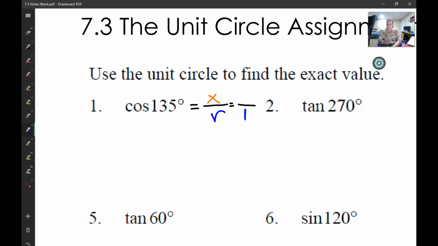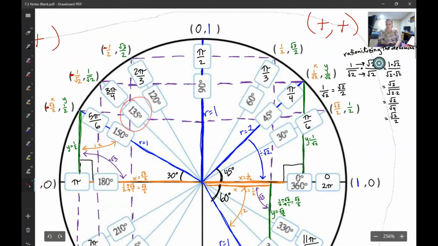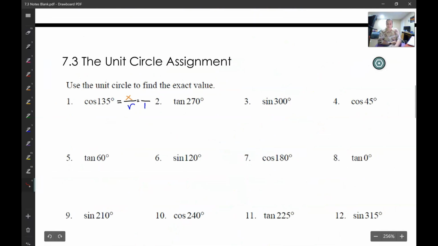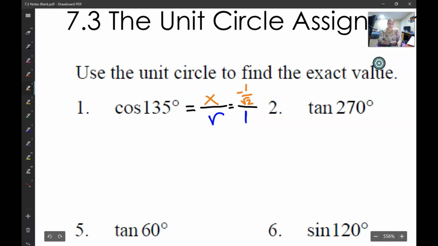So all I really need to do is just go to 135 degrees on my unit circle and find the x value. So let's go up to our unit circle. Where's 135 degrees? There it is. Let's find my x value. There it is, -1 over root 2. So my x value is -1 over root 2. But anything over 1 is just itself. So my answer is really that.